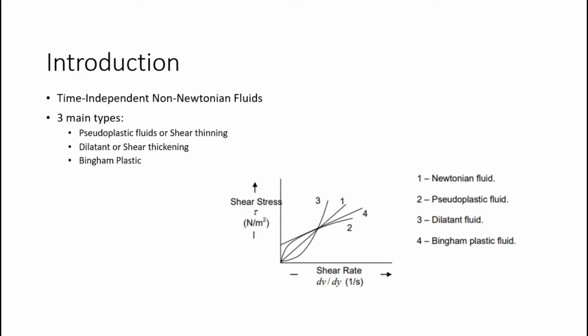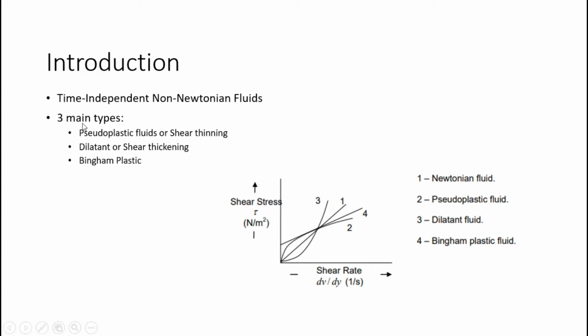To define the meaning of time independent, we can say these are fluids for which the shear rate at any point is determined only by the value of shear stress at that point, at that instant, and these fluids are variously known as time independent. As I explained, there are two classifications of time independent non-Newtonian fluids.